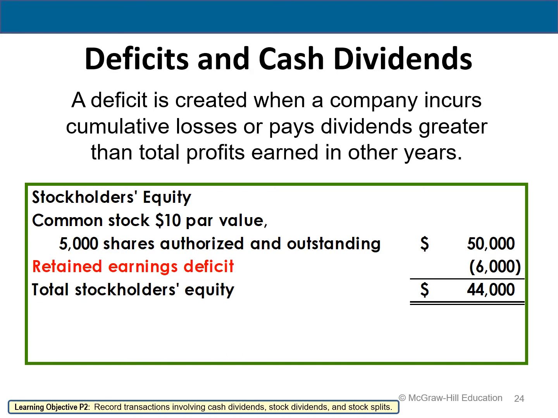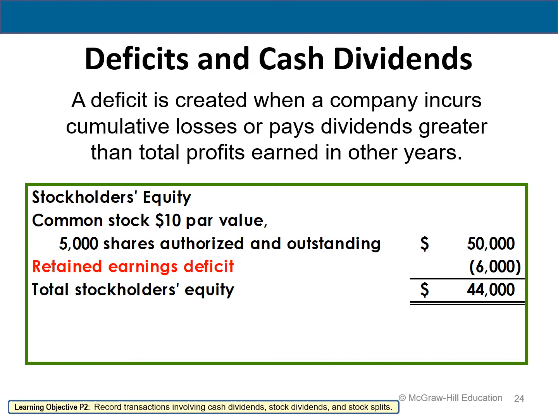All right, so a corporation with a debit or an abnormal balance in retained earnings. Remember, retained earnings has a normal balance of a credit. So a corporation that has a debit balance or an abnormal balance has what we call a retained earnings deficit, and that normally occurs when there are cumulative losses and/or they pay more dividends than total earnings from current and prior years. So the deficit is reported as a reduction on the balance sheet.